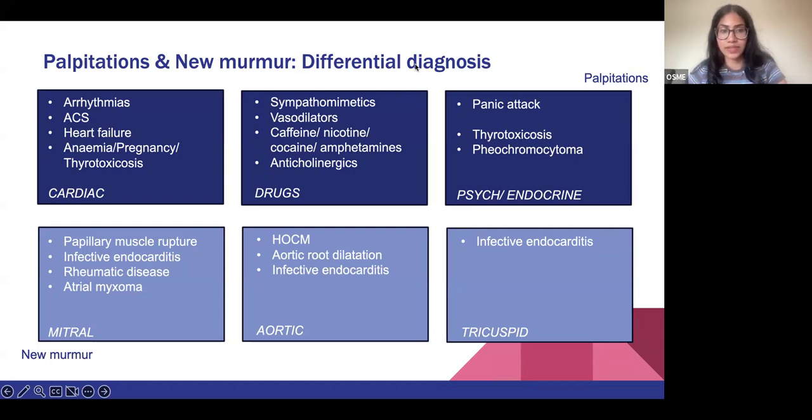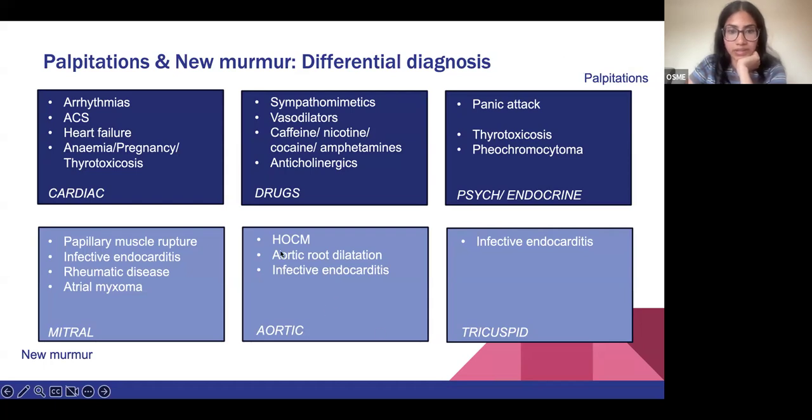Rheumatic disease can present with a mitral murmur. So previous rheumatic disease can present with mitral stenosis, but if they've got current ongoing Jones symptoms, then it's more likely to be mitral regurgitation. Atrial myxoma is a benign tumor, commonly in the left atrium, because it flaps against the mitral valve. It can present with the same murmur as mitral stenosis. And it can cause problems, so you can refer to cardiology.